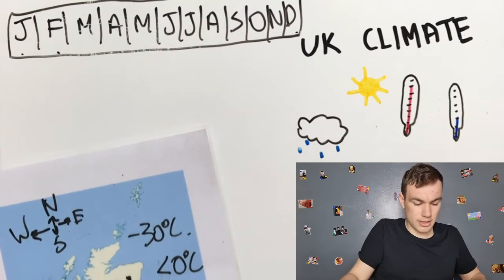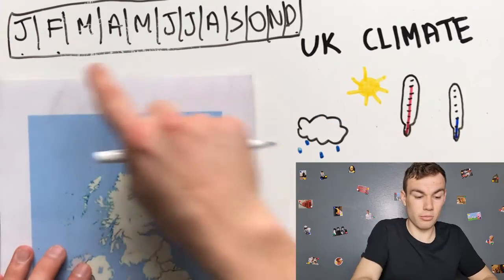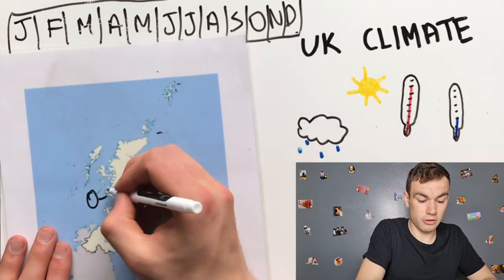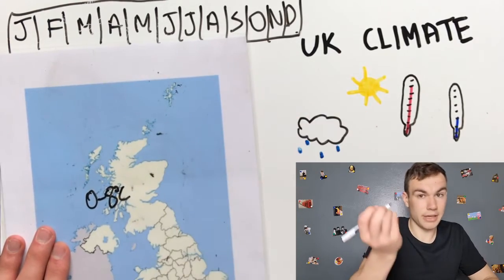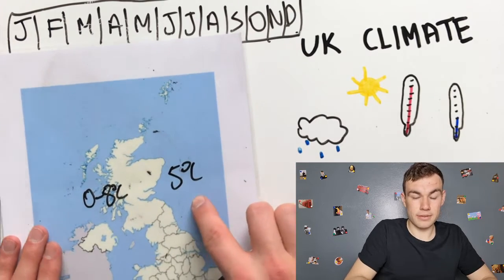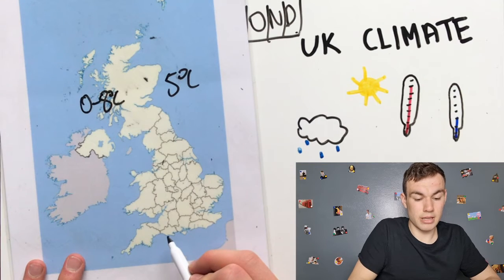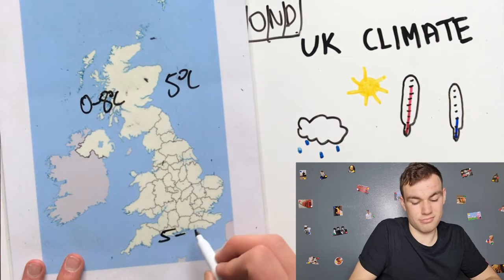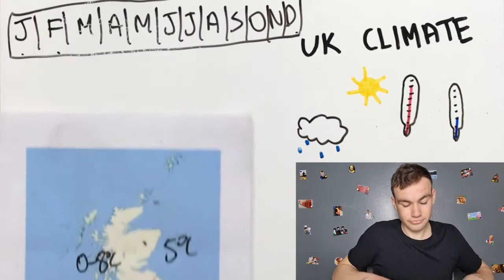What about the summer? Oh, interesting. In the winter in Scotland, on the west coast, it's normally between 0 and 8 degrees Celsius. On the east coast, I don't know, maybe 5 degrees colder. And in England, normally the south of England, maybe 5 to 10 degrees Celsius, maybe warmer.